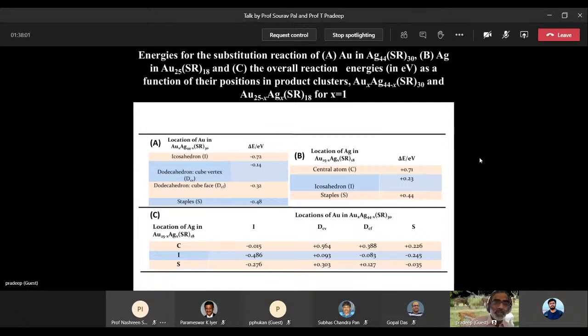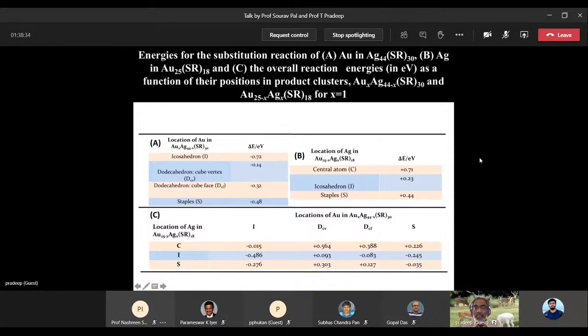So if I take gold 25 and add silver into it, as you know, gold is more noble than silver. So if I put a silver into gold 25, no position is favored, whether it is central position or icosahedral position or a staple position, all of them are positive. Whereas if I were to take silver 44 and put one gold into it, which is more noble, all positions are favored, but one position is more favored.